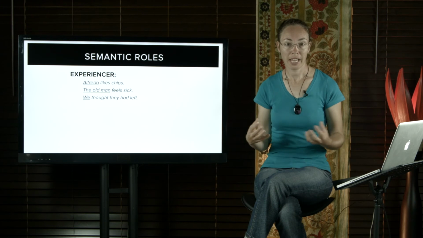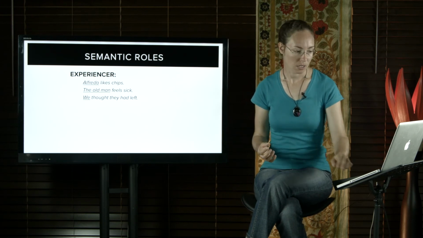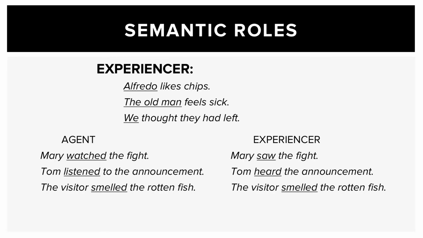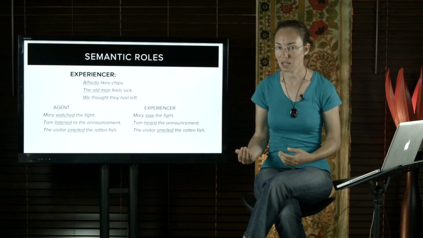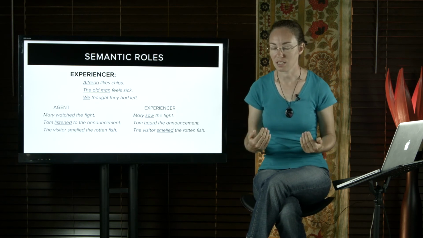English has some pairs of sensory verbs, one with an agent and one with an experiencer. So for example, we have Mary watched the fight and Mary saw the fight. Tom, the agent, listened to the announcement. As an experiencer, Tom heard the announcement. The visitor smelled the rotten fish, and the visitor smelled the rotten fish. So in this last example, smelled fits both categories as an agent and as an experiencer.